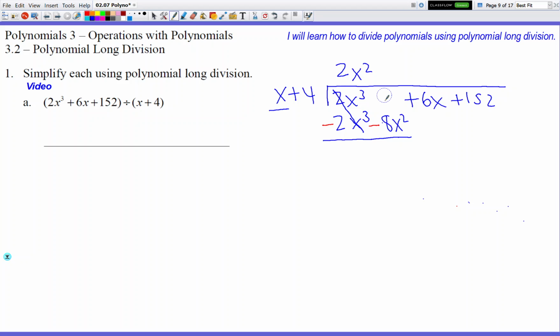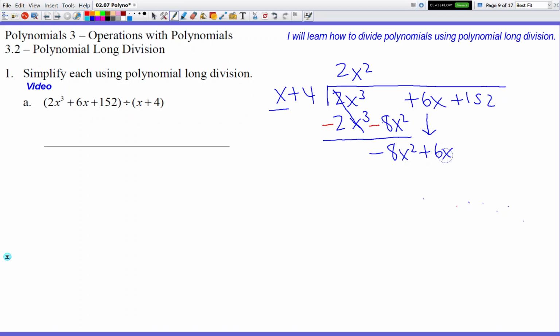So I got nothing on the top and negative 8x squared on the bottom. So nothing and negative 8x squared, combine them, we make negative 8x squared. Okay, so round one is officially over. Now we're going to start round two, and when I start round two, we're going to drop the next term in my list, which is positive 6x. So we're going to drop that down, and we're going to start round two.